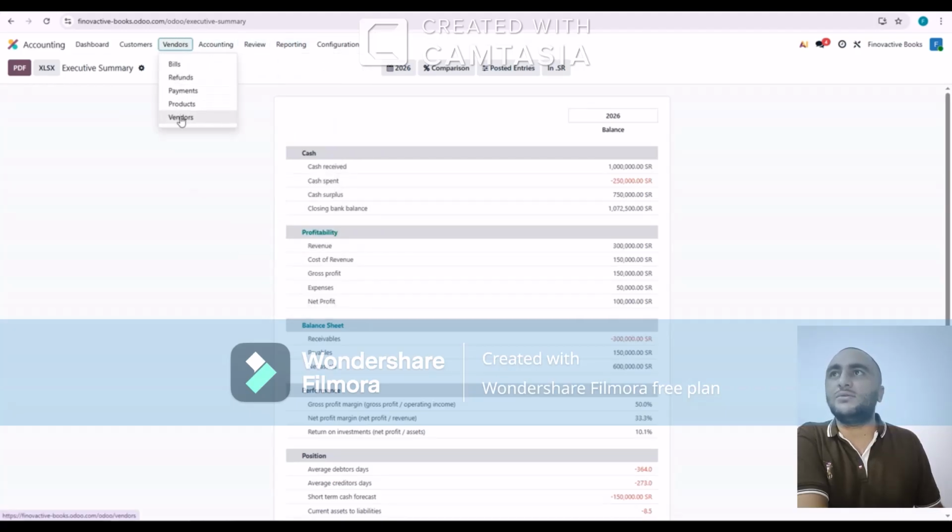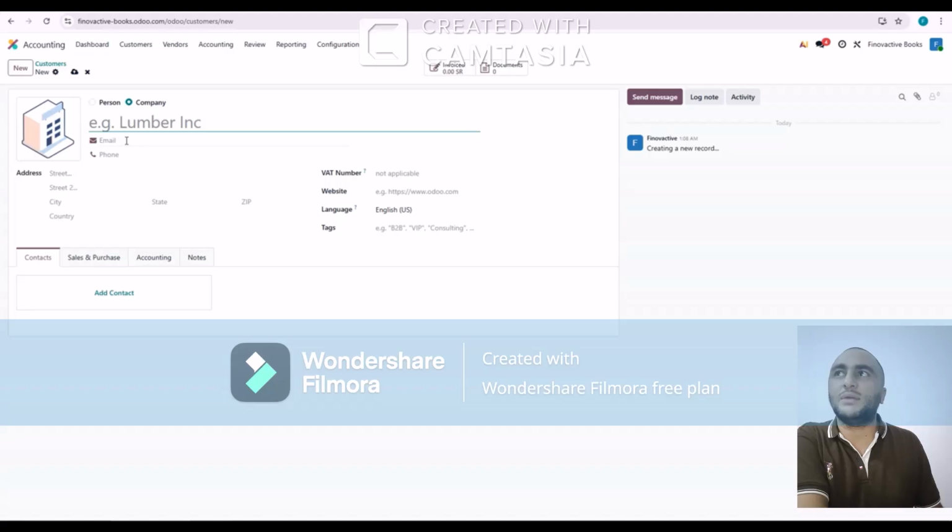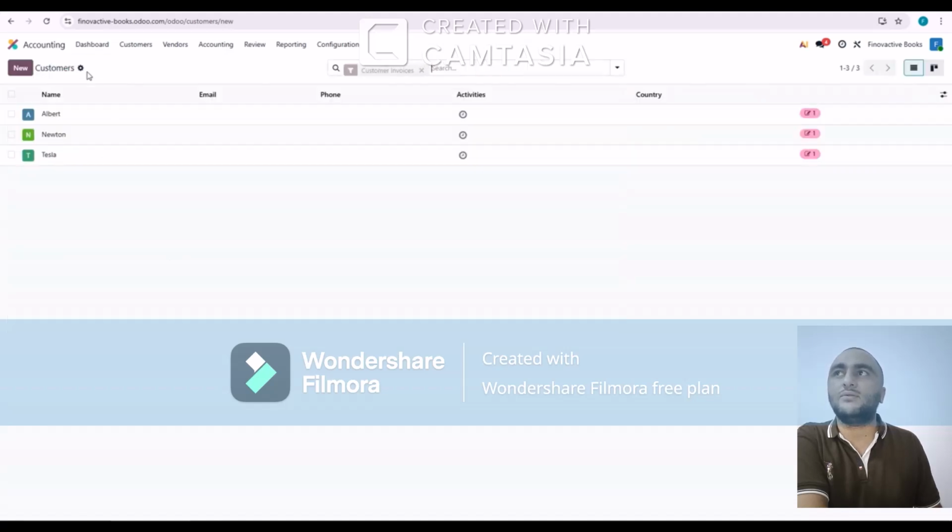That's it. You can add a vendor here, add products from here, add payments directly from here. You can add customers. We added customers another way, but you can add a customer with full details here, like adding their monogram, logo, VAT number, address, email, anything you can write here if you have to add a customer. So this was the reporting in Odoo.